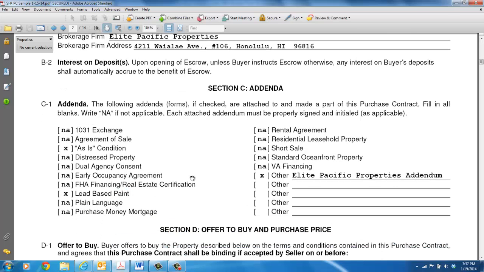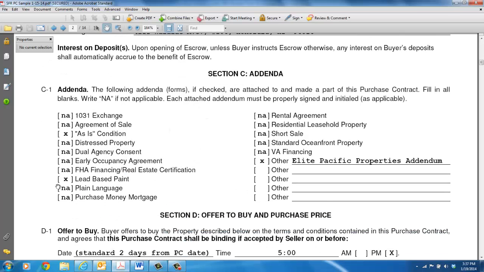Okay, so now here we are at the addenda. This would be the section where you would check off all of the addendums that apply to your transaction. And being that this is a sample, usually we will want to attach an as-is condition form, and depending on the year of the home, if it's pre-1978, you need to provide a lead-based paint addendum. And then of course on all of our contracts, we want you as a company to provide the Elite Pacific Properties addendum, and that itself has its own set of language that we'll cover later.